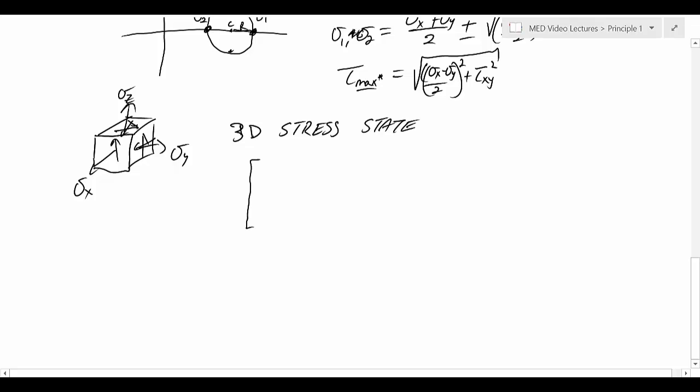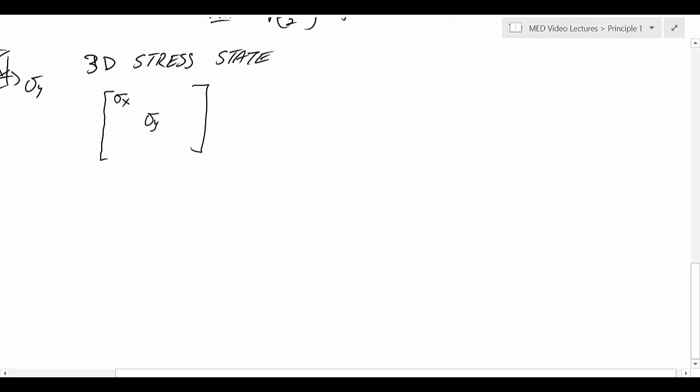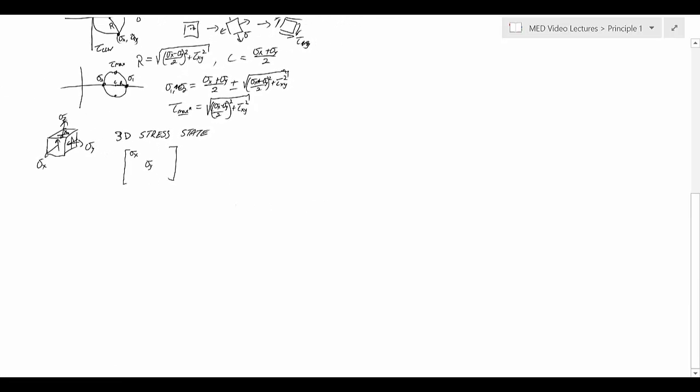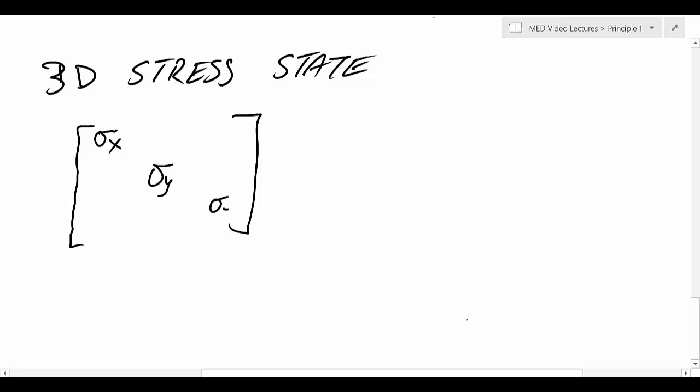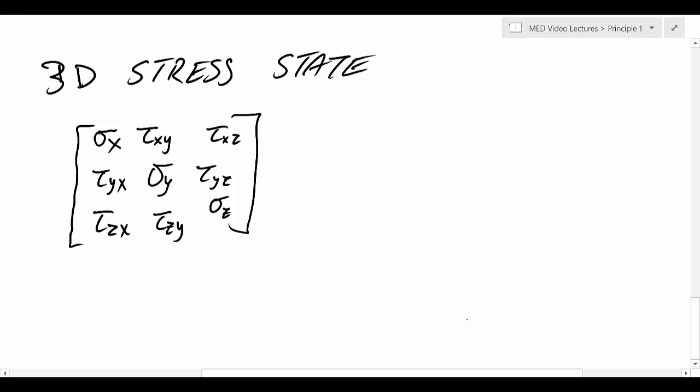And as you'd expect, it takes 9 stress elements to describe this stress state. On the x face, in the x direction, would be normal stress, y face, y direction. Let me come back here. Z face, z direction. And then in the shear stress, we can have tau xy, tau xz. On the y face, we'd have y in the x and y in the z. And on the z face, we'd have z in the x and z in the y direction.